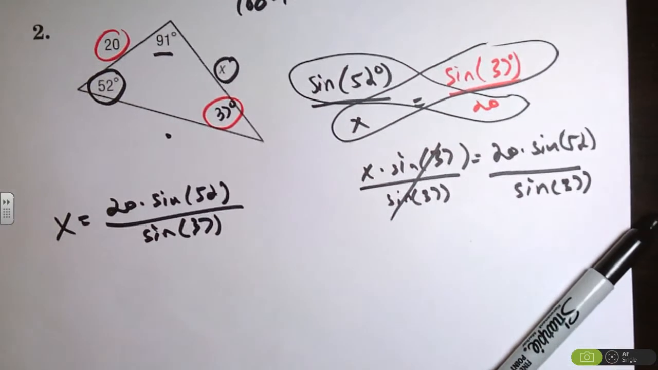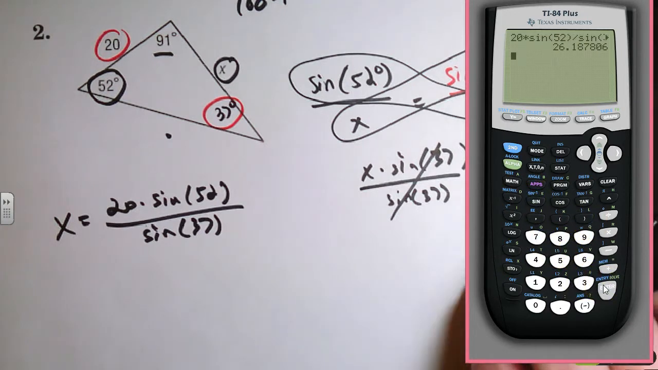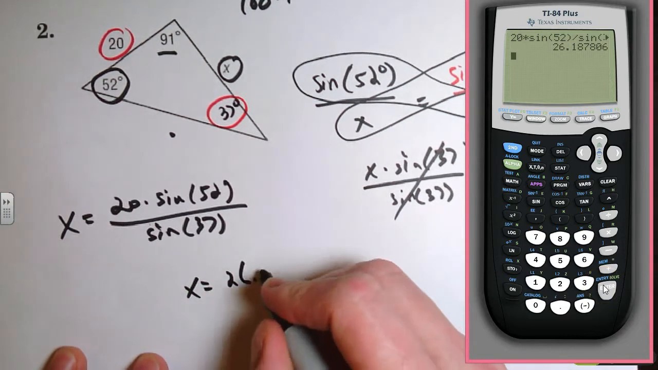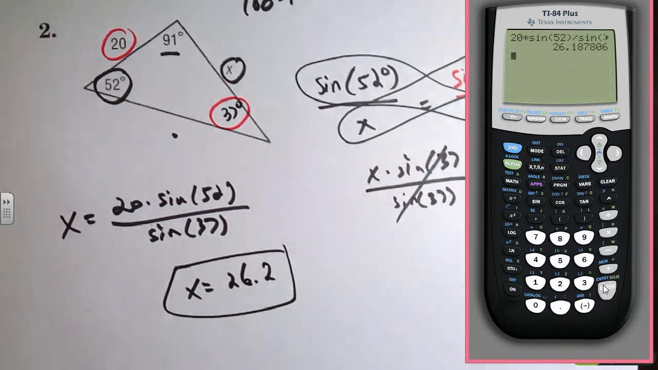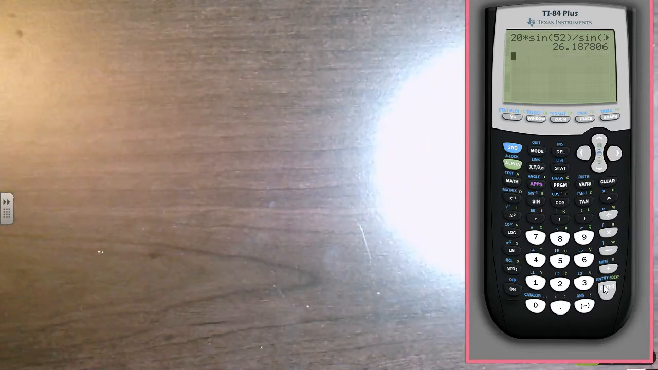Now to get a decimal approximation for that, get my calculator. 20 times the sine of 52 divided by, and make sure you close the parentheses after that, divided by sine of 37. There we go, 26.1. Or is it 0.2? Sorry, 0.2. Okay, 26.2. All right, great. Next one, let's take a look at.